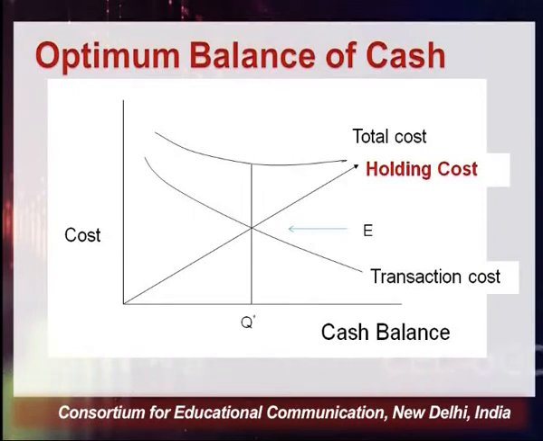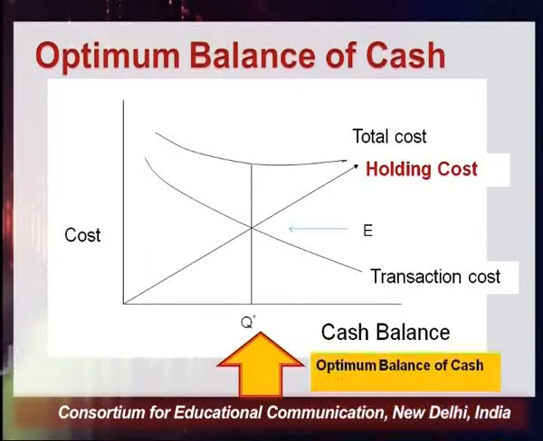And the point of intersection, which is indicated by E, is actually the point where both the costs are minimum. And if you look at it, the total cost of maintaining cash balance will also be minimum. So this point E, which tells us the quantity of cash balance by OQ star, is going to be our optimum balance of cash. This is actually my optimum balance of cash if we try to represent it graphically.